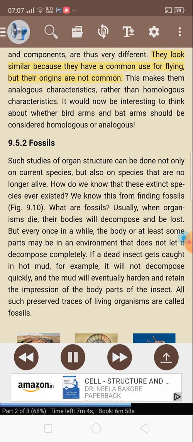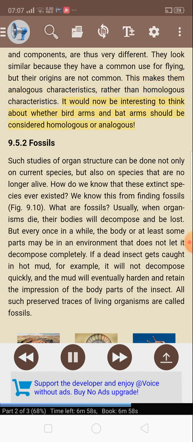They look similar because they have a common use for flying, but their origins are not common. This makes them analogous characteristics rather than homologous characteristics. It would now be interesting to think about whether bird arms and bat arms should be considered homologous or analogous.